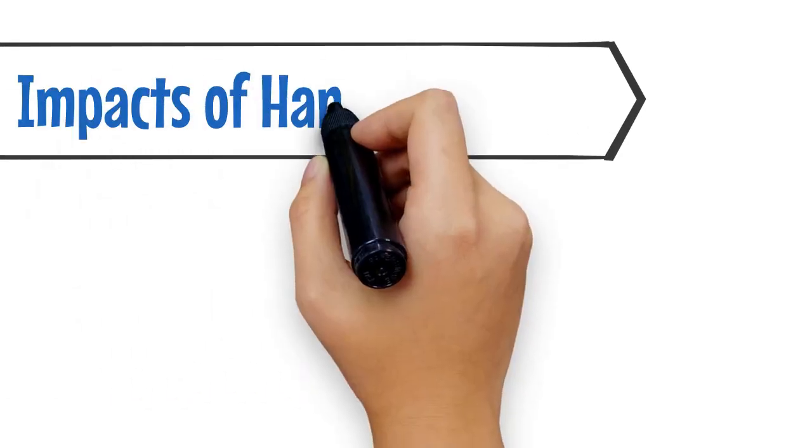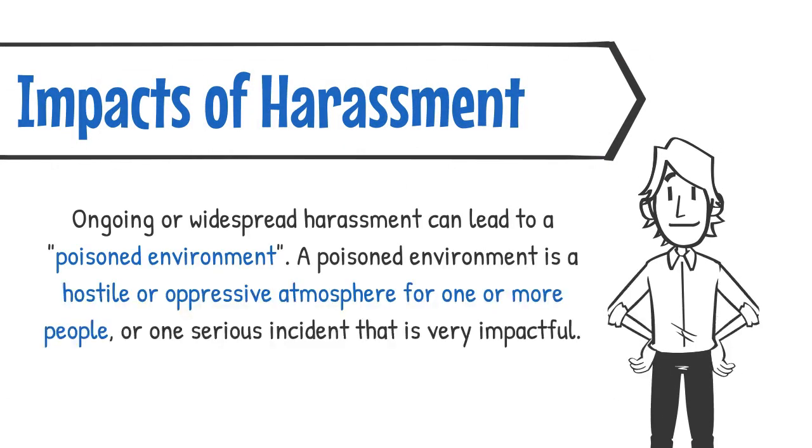Impacts of harassment. Ongoing or widespread harassment can lead to what is called a poisoned environment. A poisoned environment is a hostile or oppressive atmosphere for one or more people, or one serious incident that is very impactful.